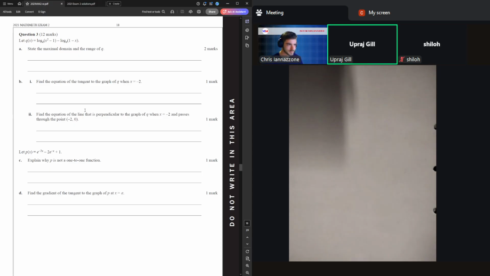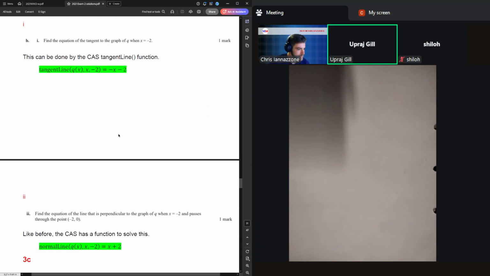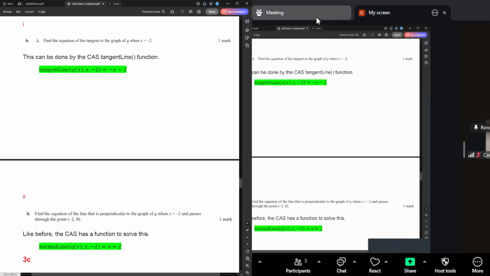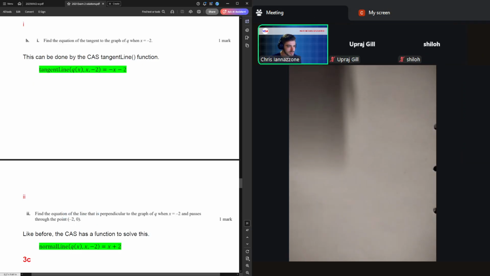Is it y is equal to x plus 2? Yeah, y is equal to x plus 2. Normal line function exists on both. Syntax, again, is going to be very similar, borderline identical to what you would have done before. The fact that it passes through the point -2, 0, I don't really know why that's there.